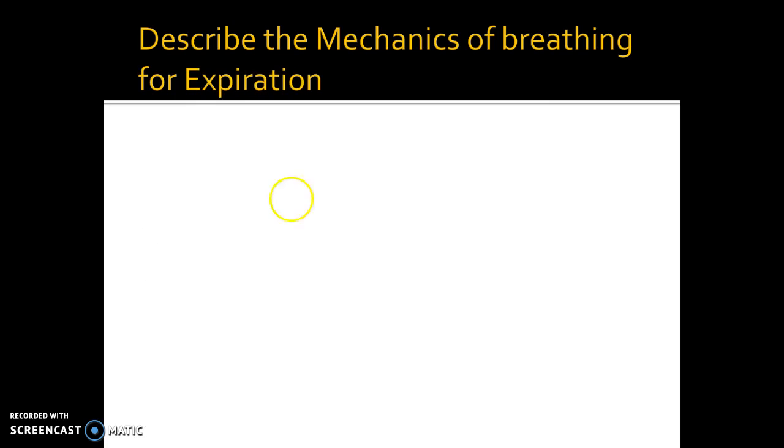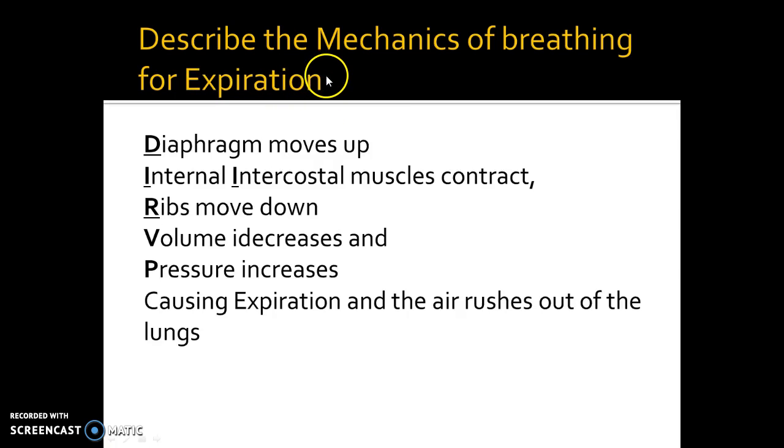Describe the mechanics of breathing for expiration, when you're breathing out. Exactly the same. What happens to the diaphragm? Which intercostal muscle works? What happens to the ribs? What happens to the volume of air? And what happens to the pressure of the air? Absolute opposite. Pause it and have a go at writing it. Diaphragm moves up. Internal intercostal muscles contract. Ribs move down, volume decreases, pressure increases, expiration: air rushes out of the lungs.